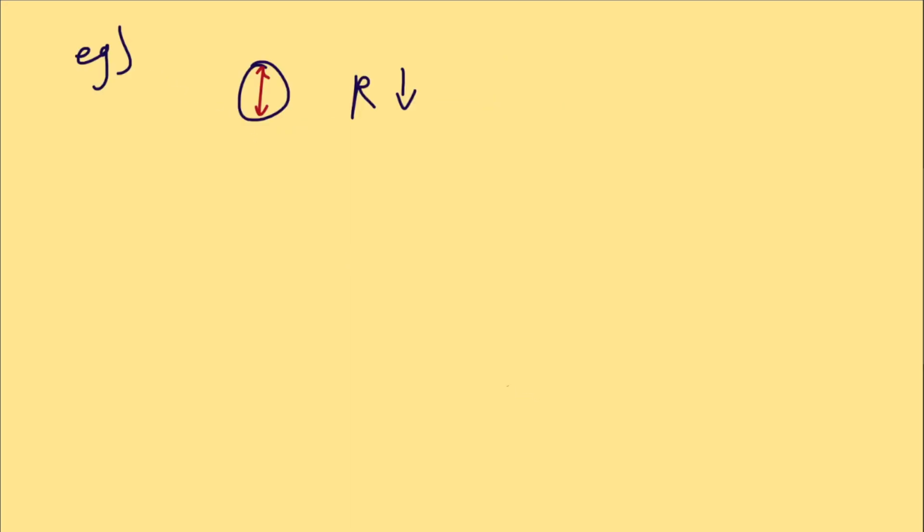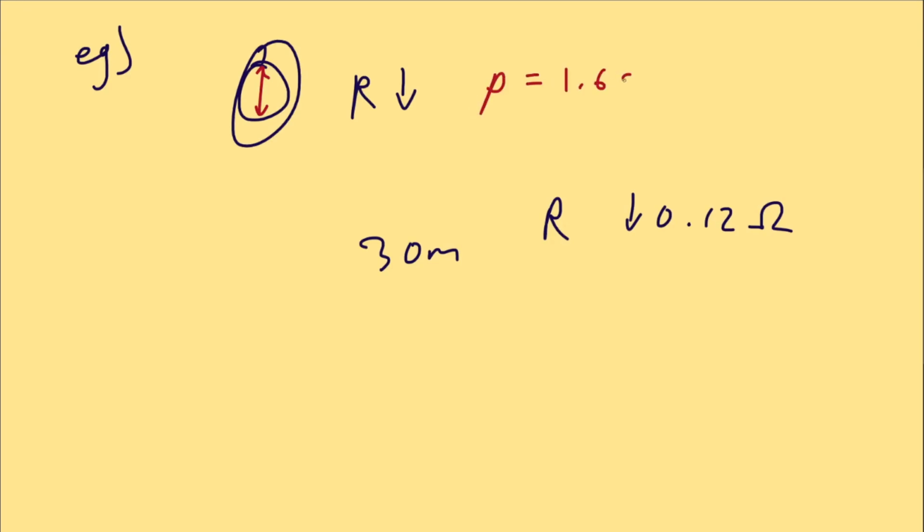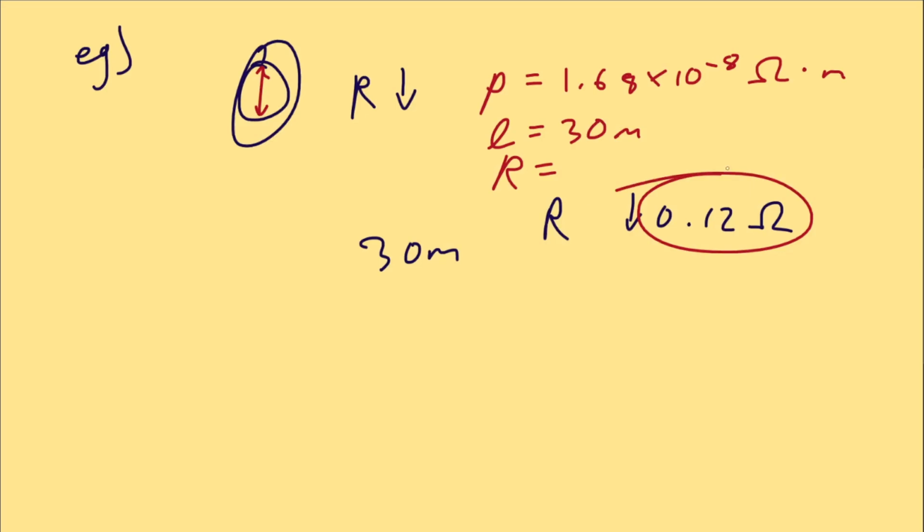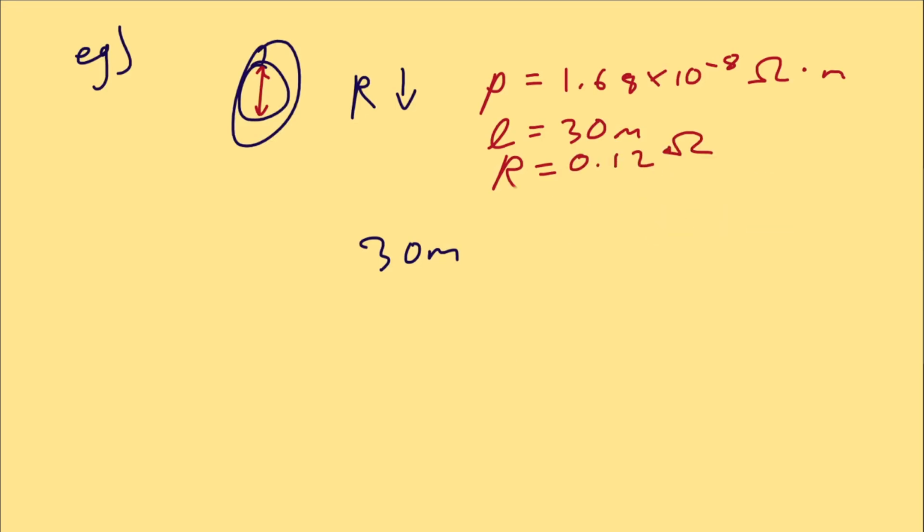Here's an example problem. You're part of a robotics team that's wiring motors, and each motor requires a 30-meter copper wire. They want the resistance to be less than 0.12 ohms per wire. What diameter should the copper wire be? And here's what we're given. The resistivity is 1.68 times 10 to the power of -8, and these are the units that this constant is representative of. The length, 30 meters, and the resistance, well, we want it to be 0.12 ohms or anywhere lower.